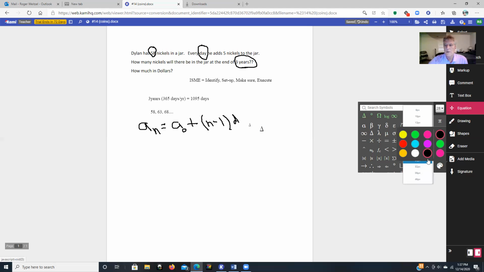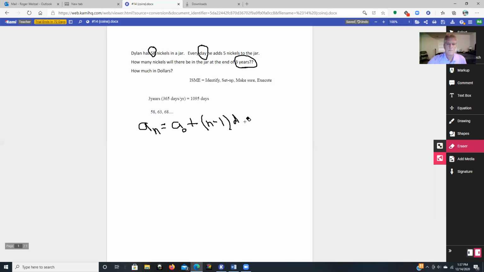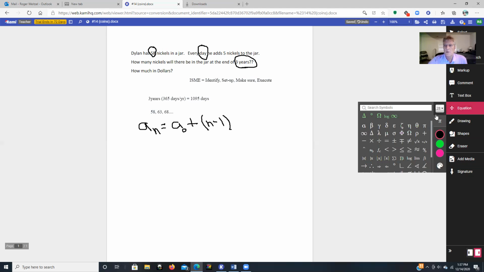Make it even bigger. 32. Let's get rid of these two. Erase that. Okay, I just wanted to practice doing the equation, so we decided we're going to make this 32, so we're going to go right here and put in this delta sign. Perfect.